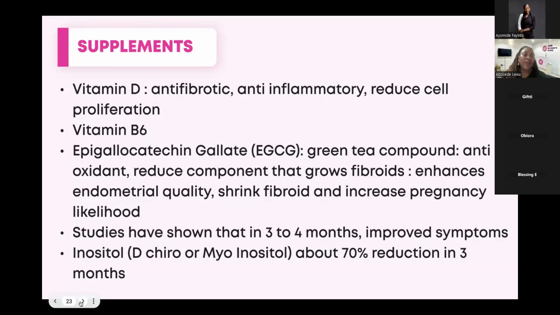Epigallocatechin gallate is a component of green tea, and multiple studies have shown that it actually has the capacity to shrink fibroid. Now, see that I'm not saying cure, I'm saying shrink, reduce fibroid burden. Even inositol, in some studies, if the woman uses it for 3 to 6 months, there's significant improvement in symptoms and reduction in fibroid volume. So based on case-to-case variability, some women actually benefit from using supplements. Some even use it post-myomectomy to reduce the chances or the rate at which they have a regrowth.